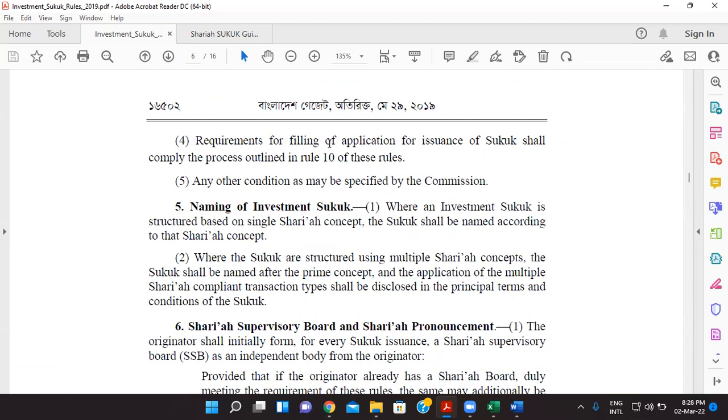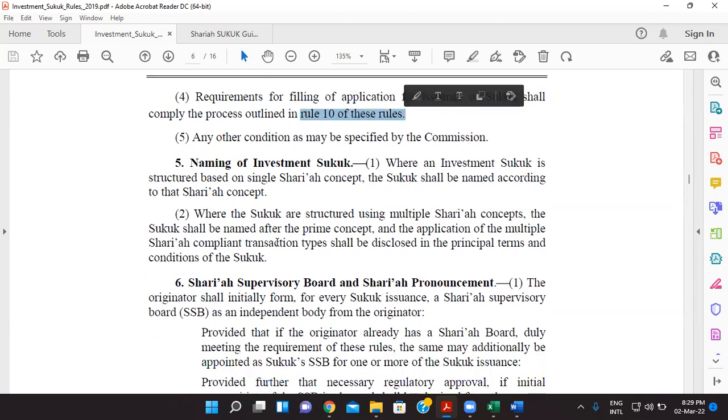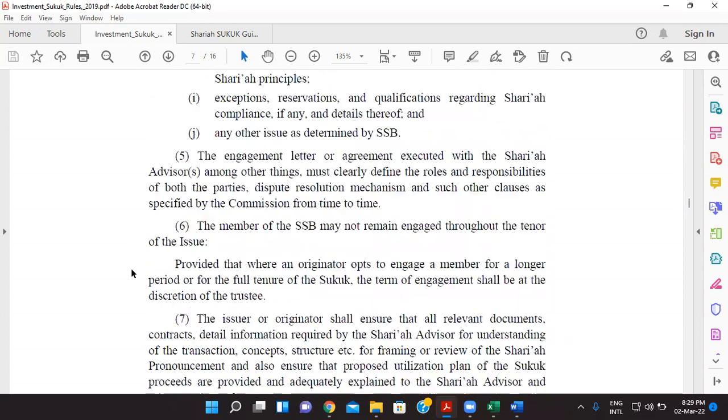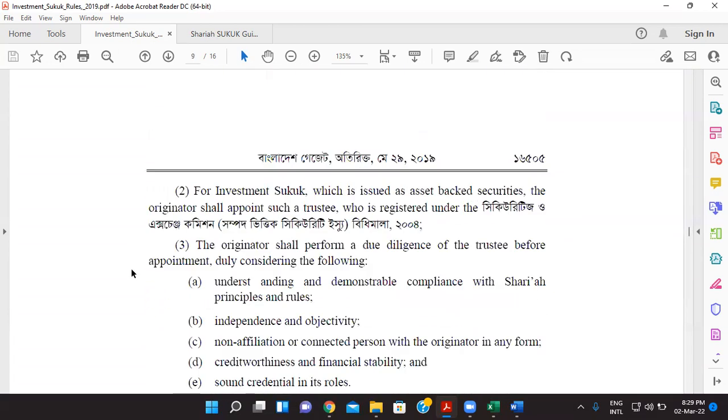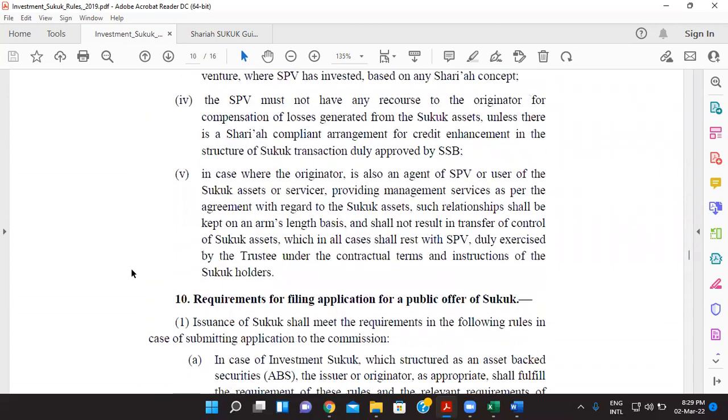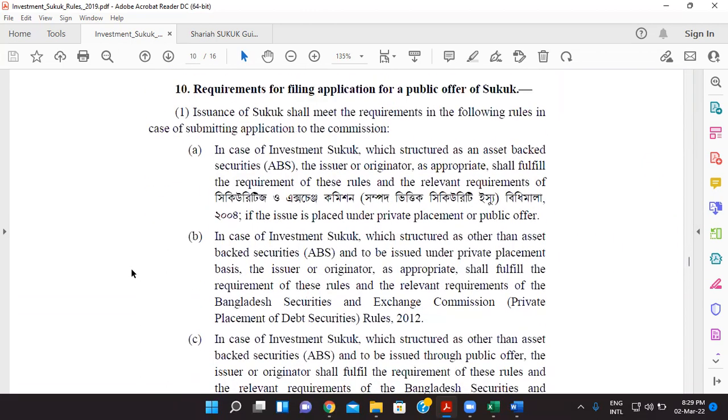Then the requirements for filing of application for issuance of sukuk shall comply with the process outlined in Rule 10 of these rules. How you will apply for the issuance of sukuk has been explained in detail in Rule 10 of these rules. Okay, you see which is Rule 10, how you will submit the application. This has been explained in detail here. So let me take you to some part. Okay, this one: requirements for filing application for public offer of sukuk.